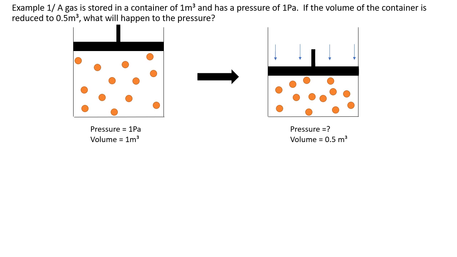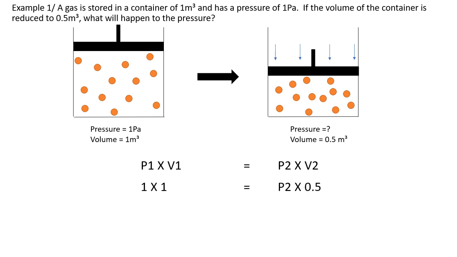So we've shown here in the pictures that picture 1 has a pressure of 1 Pascal and a volume of 1 meter cubed, and that then gets reduced in the second picture to 0.5 meters cubed. And we're trying to work out what the pressure in the second picture is. So first let's set up an equation: the pressure in picture 1 times the volume in picture 1 is equal to the pressure in picture 2 times the volume in picture 2.